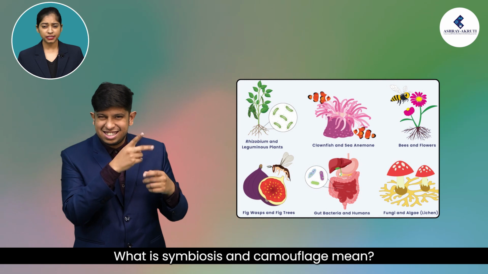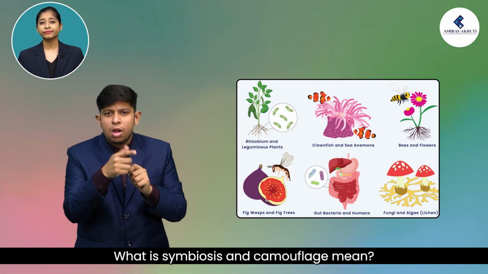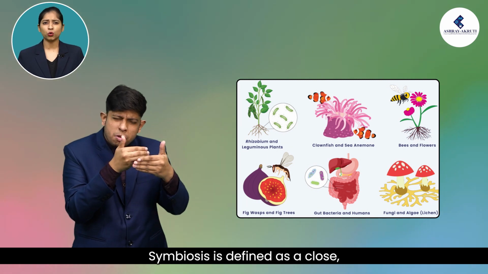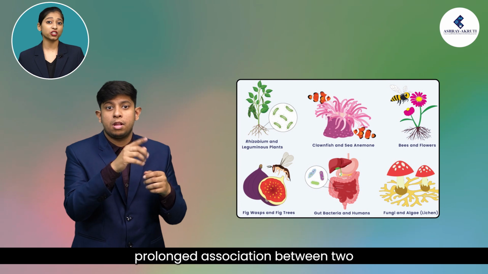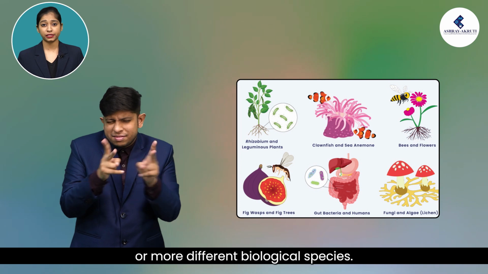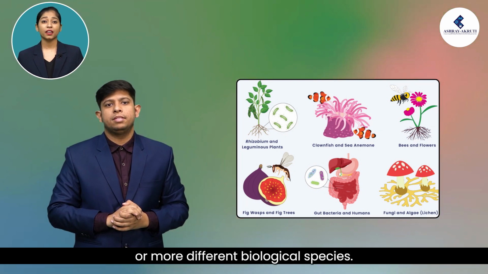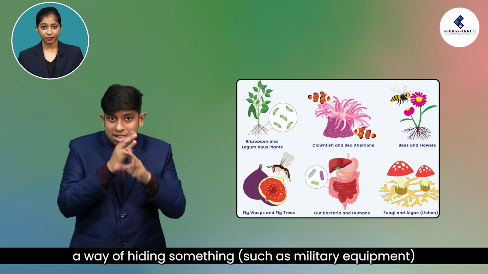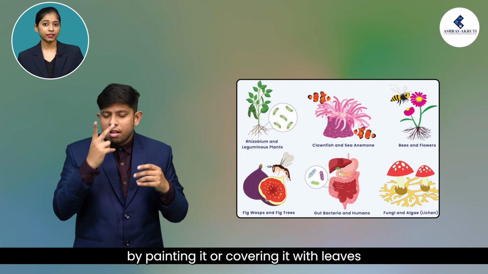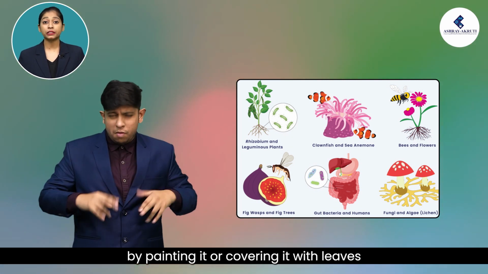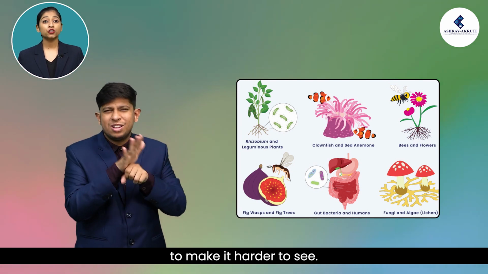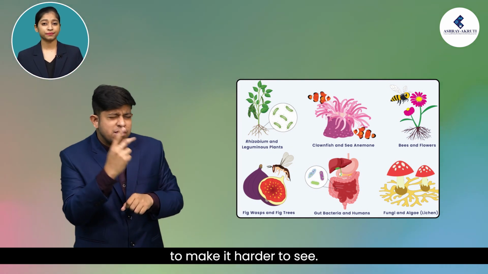What do symbiosis and camouflage mean? Symbiosis is defined as a close, prolonged association between two or more different biological species. Camouflage is a way of hiding something, such as military equipment, by painting it or covering it with leaves or branches to make it harder to see.